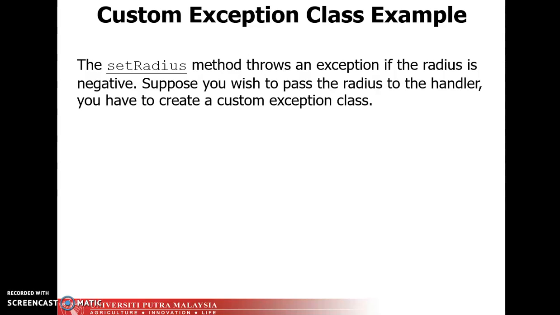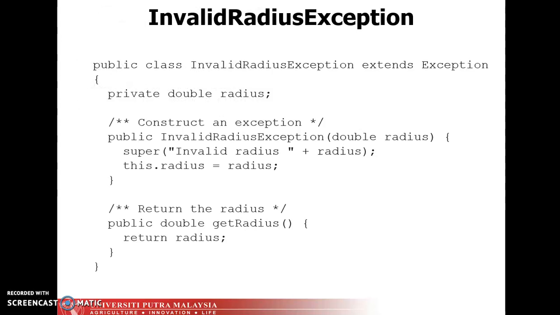Alright, the following example of a set radius program describes one possible way we could construct our own custom exception class. The method will throw an exception if the radius is negative or equal to 0. Suppose you wish to pass the radius to the handler, you have to create a custom exception class like the following example. This is the example of a custom exception class called InvalidRadiusException. If you look, we declare this custom exception by extending the Exception class.